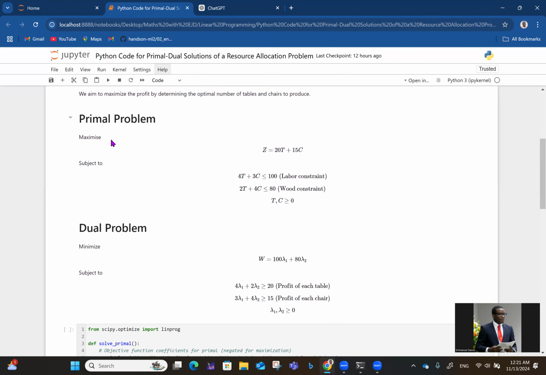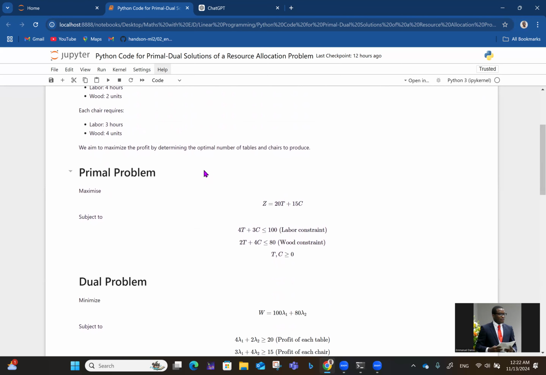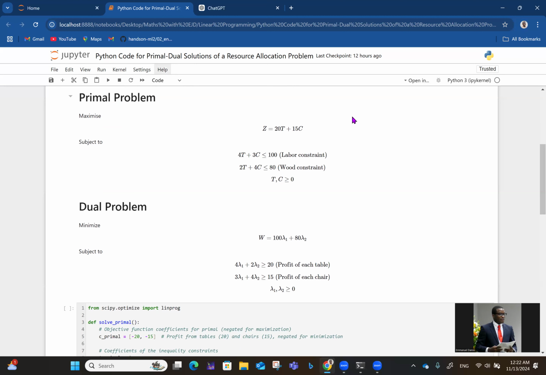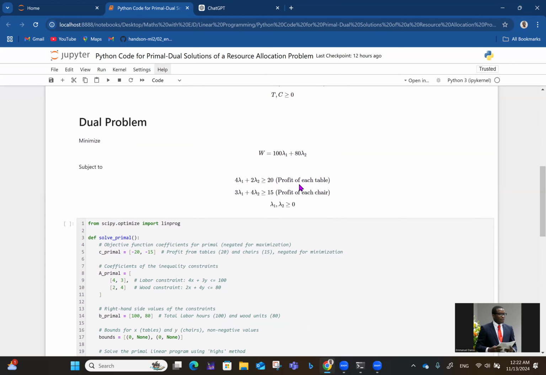Okay, so you can see the primal problem directly translated from the problem statement, right? We want to maximize Z equals 20 times number of tables plus 15 times number of chairs, subject to 4t plus 3c less than or equal to 100 being the labor constraint, and 2t plus 4c less than or equal to 80 being the wood constraint. And of course, the number of tables and chairs would be greater than or equal to 0 because you cannot have a negative number of chairs or tables.